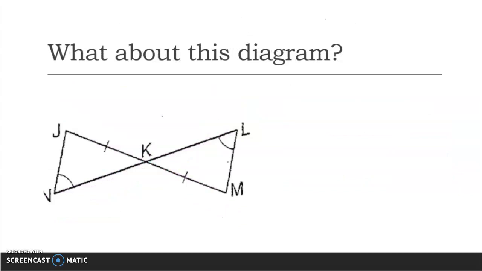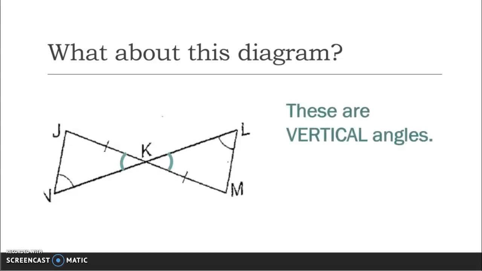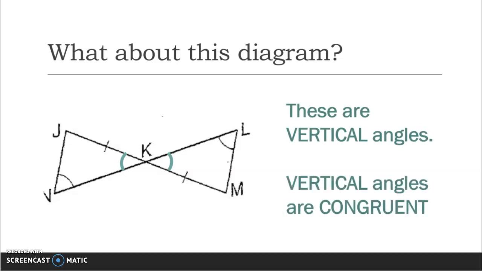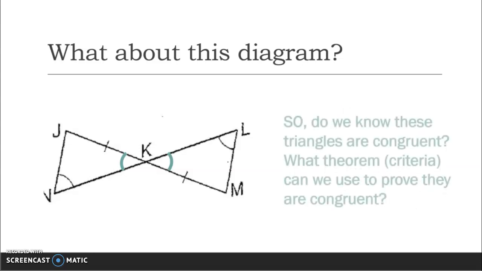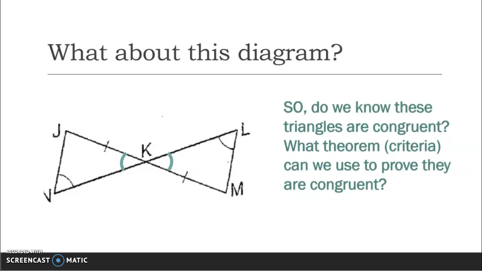What about this diagram? You should notice the same pair of angles in the middle of the two triangles where they connect at point K. What are those called again? Sweet. And so since vertical angles are always congruent, we can now try to find the criteria, or the theorem in this case, that proves that these are congruent.